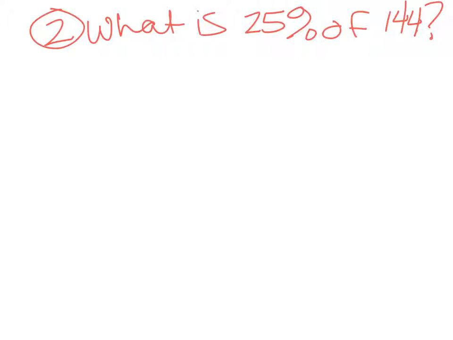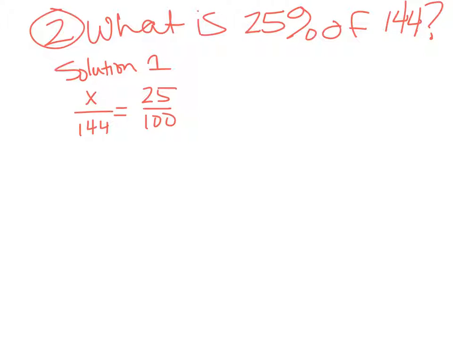The next example, what is 25% of 144? So you can set up the proportion and do x out of 144 is equal to 25 out of 100. And again, because my variable is in the numerator, and that's already all by itself, I'm just going to multiply by the denominator. I'm not even going to cross multiply. And I will get that x is equal to 36.